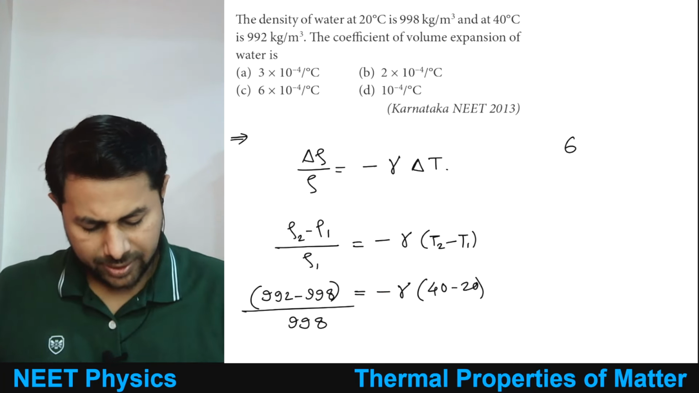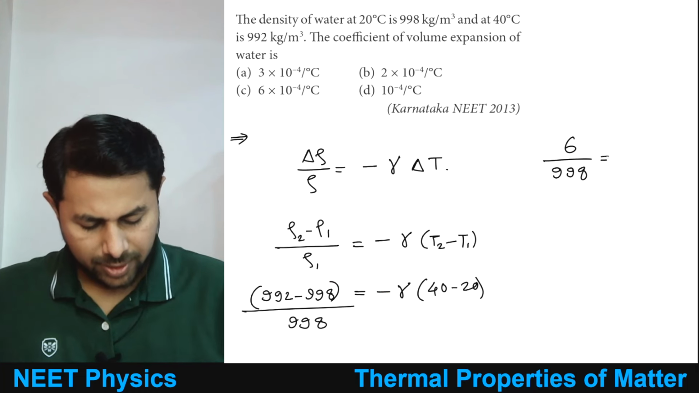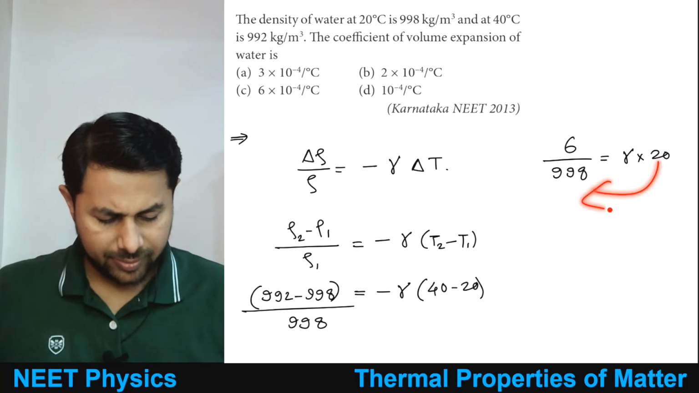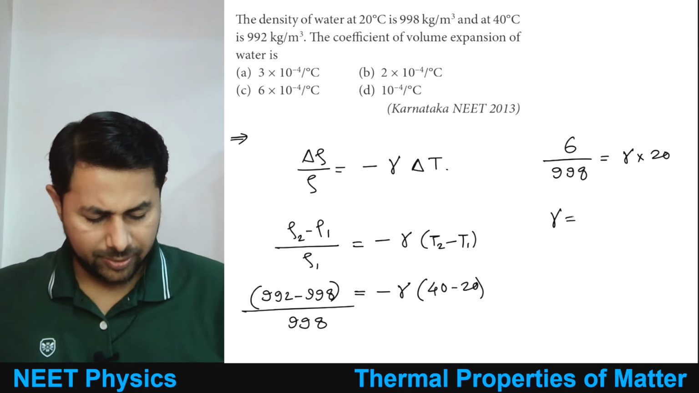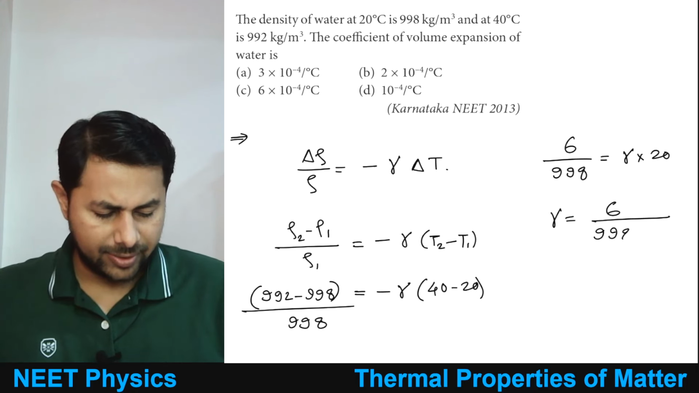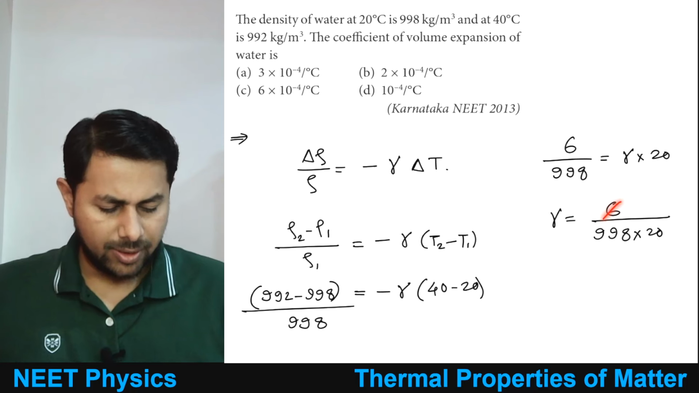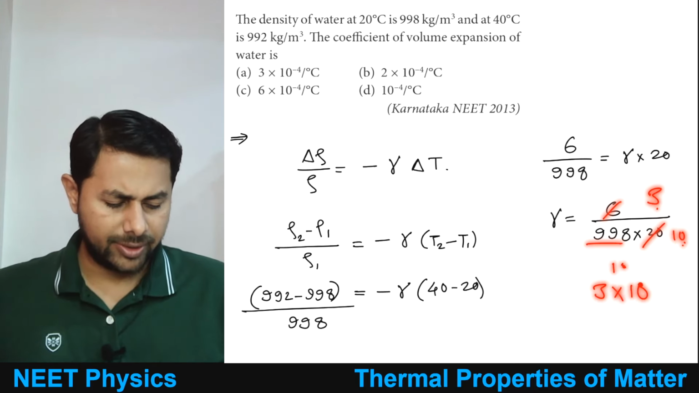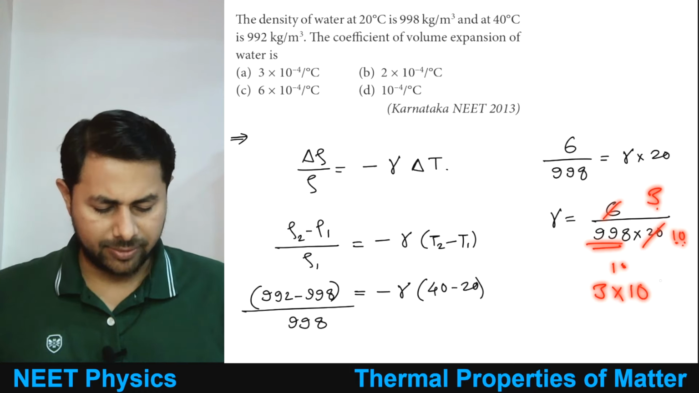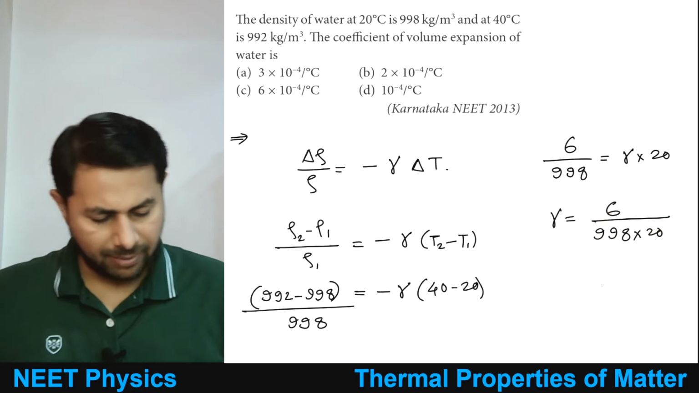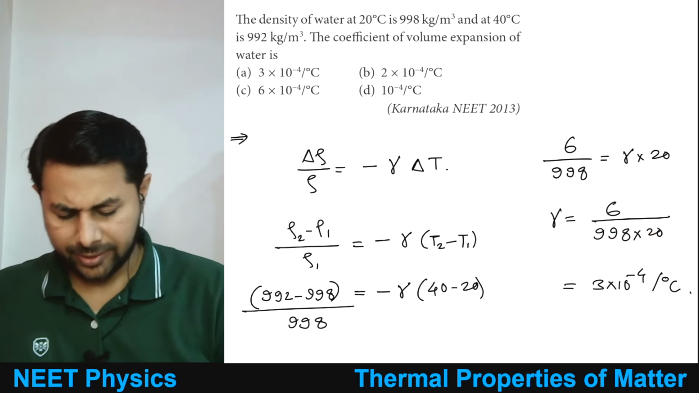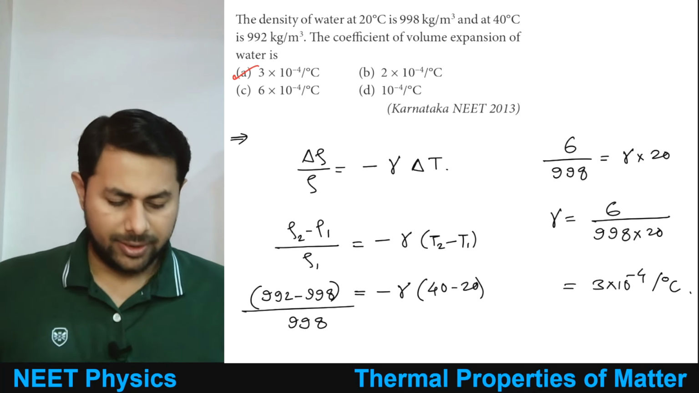So you have 6 divided by 998 equal to gamma times 20. Move 20 to the other side, so gamma is equal to 6 divided by 998 multiplied by 20. This is about 3 by 10, and 998 is nearly 1000, so this is 3 times 10 raised to minus 3 minus 1, that is minus 4. So it should be 3 times 10 raised to minus 4 per degree Celsius. This is the answer. Right, this is clear.